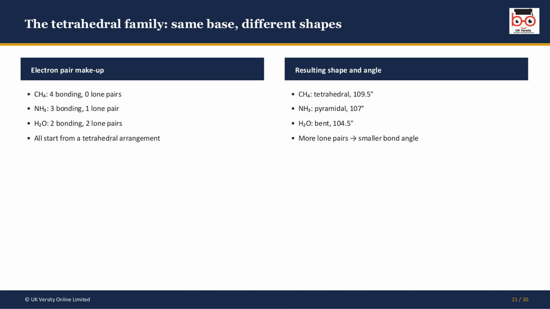Let's gather the tetrahedral family together, because it's such a neat illustration. Methane has 4 bonding pairs and no lone pairs. Ammonia has 3 bonding pairs and 1 lone pair. Water has 2 bonding pairs and 2 lone pairs. All 3 start from the same tetrahedral arrangement of 4 pairs, but the resulting shapes differ. Methane is tetrahedral at 109.5 degrees, ammonia is pyramidal at 107, and water is bent at 104.5. The pattern is clear. More lone pairs mean a smaller bond angle.